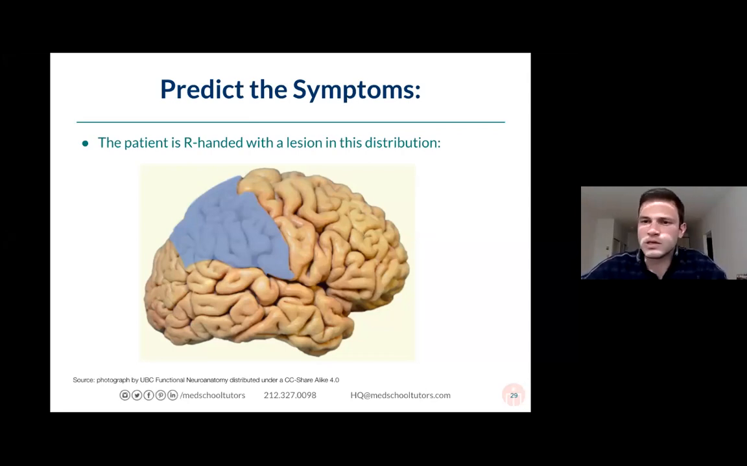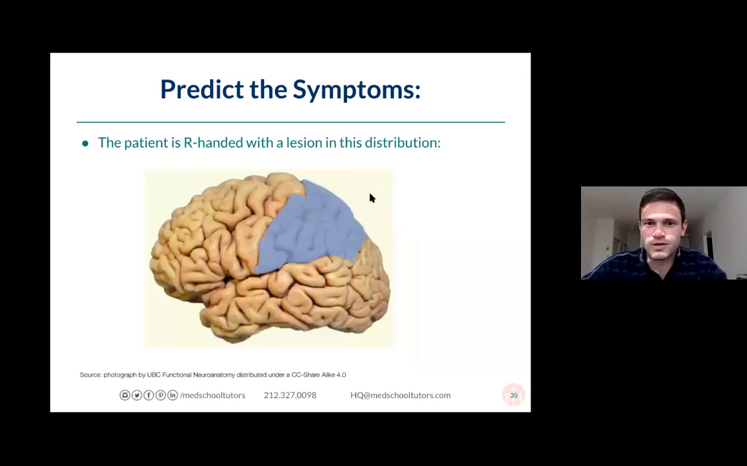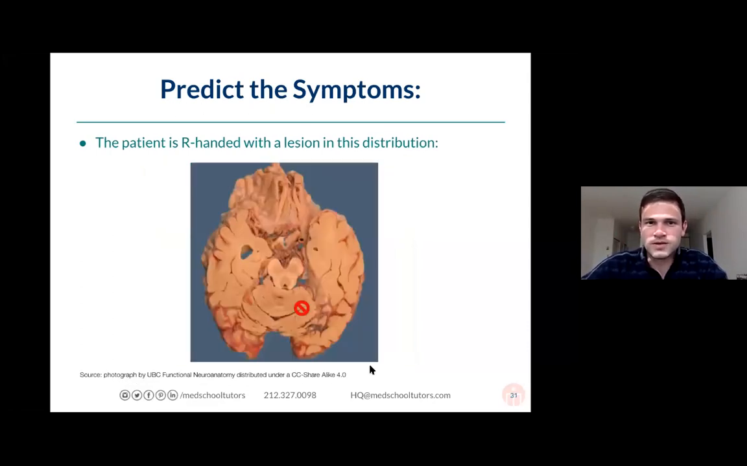I like the answer about sensory loss on the left. I am less keen on the answer about language loss. 99% of people who are right-handed have left-sided language control, so I'm less keen on the language answer, but everything else that was in the chat, I agree with.